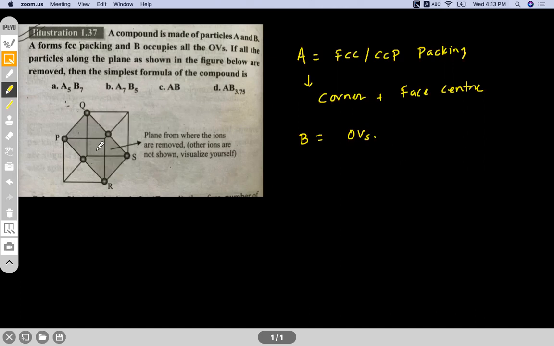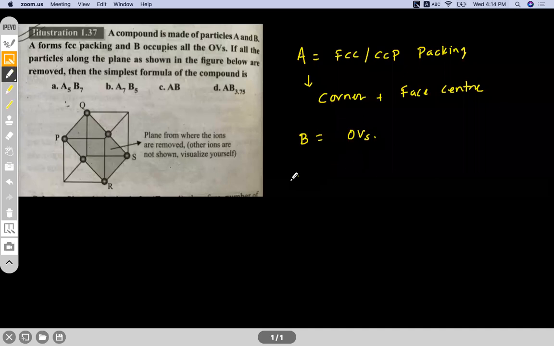Correct. So if you imagine that plane from the top edge to the diagonally opposite edge, this plane is passing through the body center, right? And the two face centers, and two cornered atoms here, 2 + 2, 4 cornered atoms here. So could you tell me how many A atoms have been removed? 4 cornered A and 2 face centered A have been removed. Right? So out of 6 face centers, 2 have been removed.